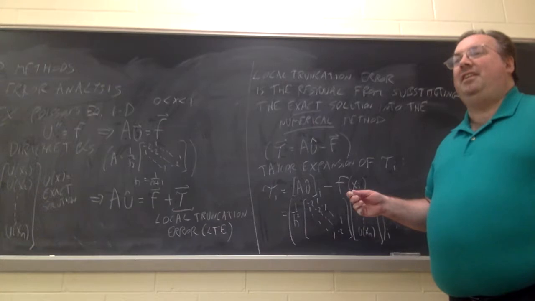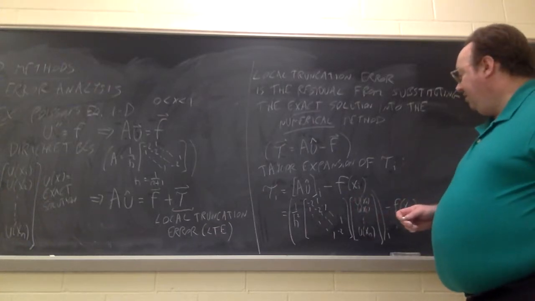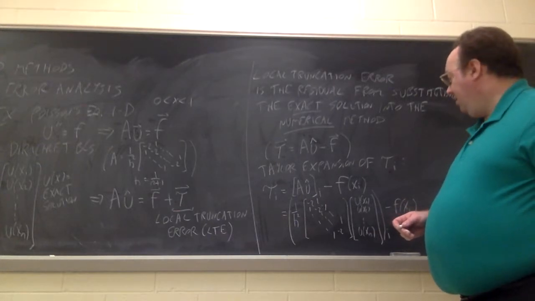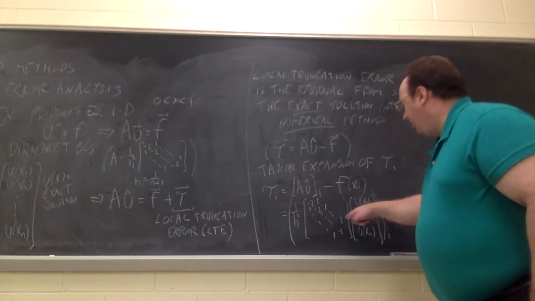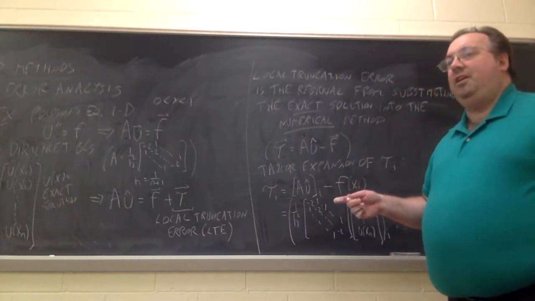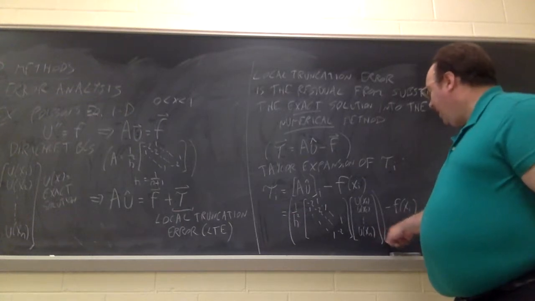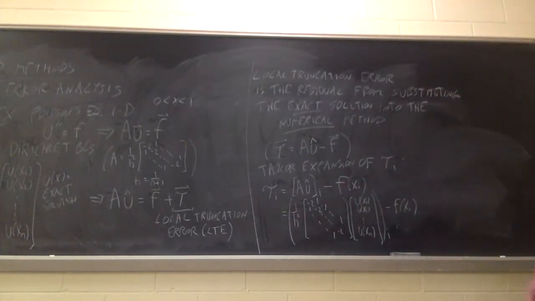Yes? Why are the matrix and the vector A and u in parentheses with a subscript of i? What is that? Because a matrix times a vector gives me a vector, and I want component i of that vector. Okay, so this i is this i. Right. Okay. Yep.